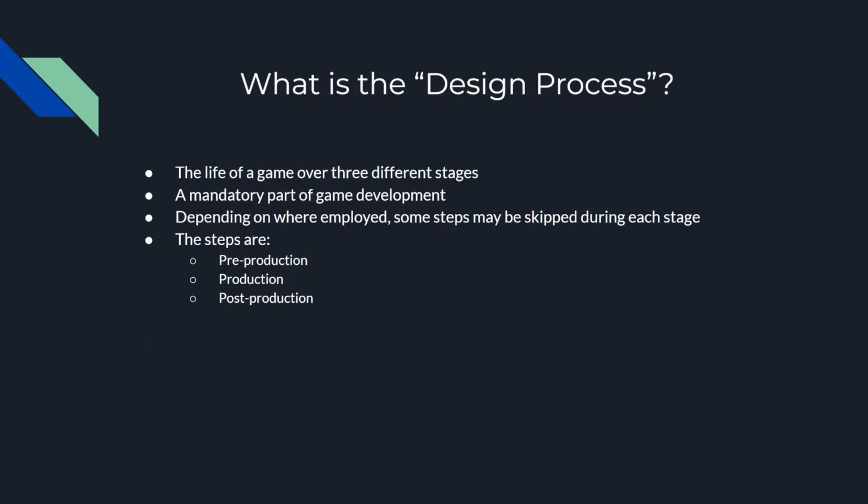Now, what is the design process? It is the life of a game over 3 separate stages. These stages can take anywhere from a handful of days to a couple of weeks to even years at a time, depending on how big the production is, as well as your team. It is a mandatory part of game development, as all games, big and small, follow the design process in one way or another, where some stages may be omitted. The steps or the stages of the design process are pre-production, production, and post-production.